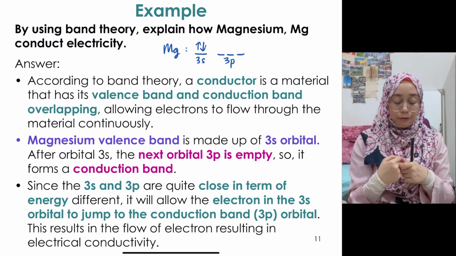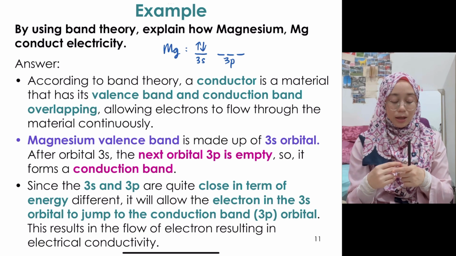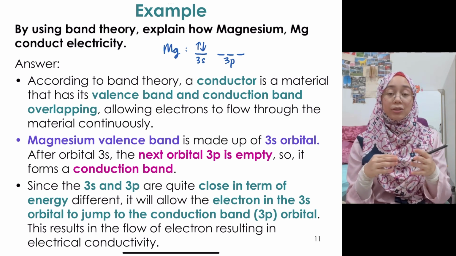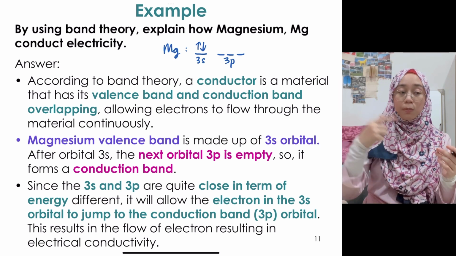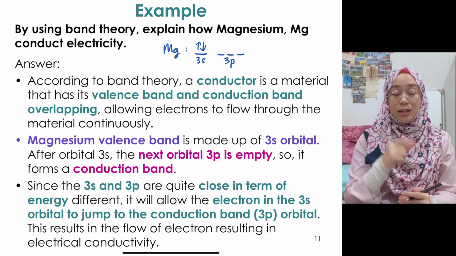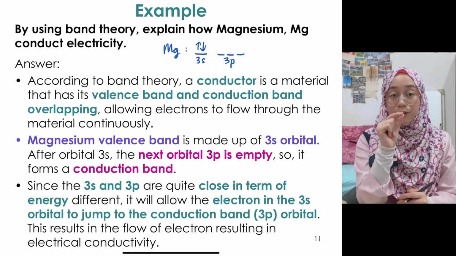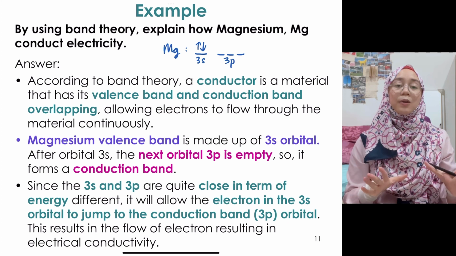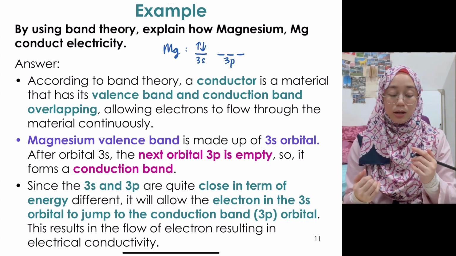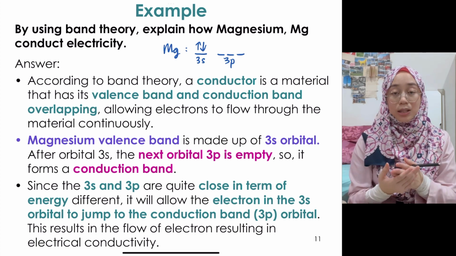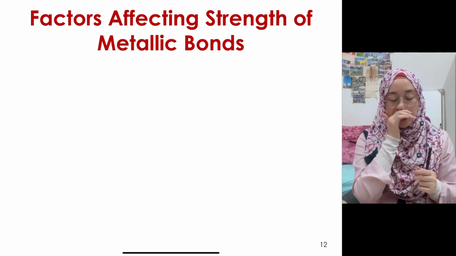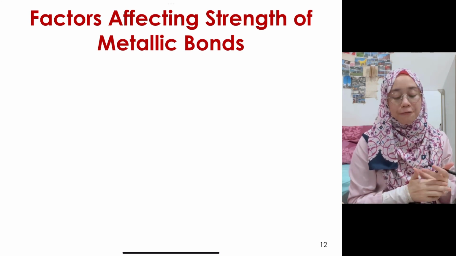So this results in the flow of electron resulting in electrical conductivity. So there will be a continuous flow between 3s dengan 3p sebenarnya, since the energy is very small in difference. Okay, so this is how you try to answer guna band theory untuk explain pasal conductivity of an electricity.